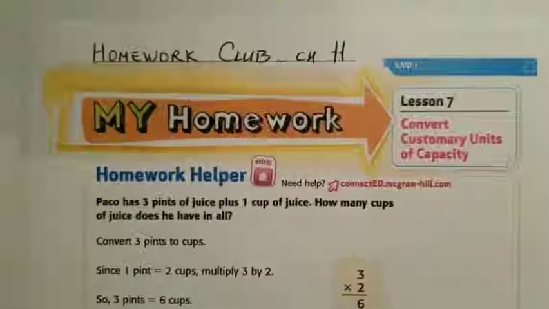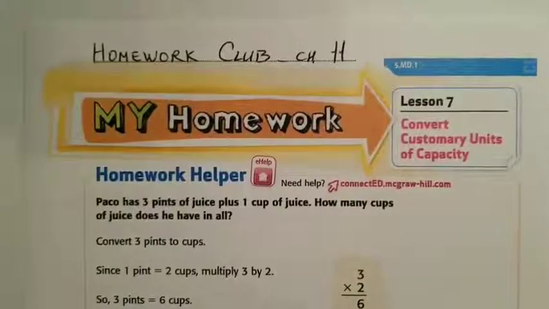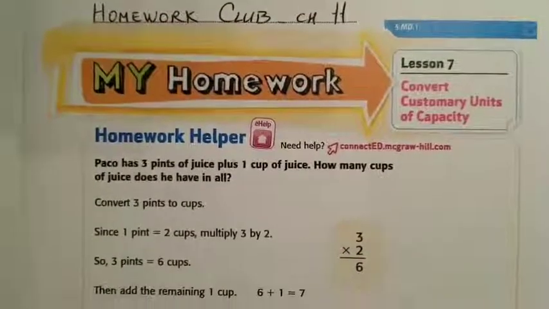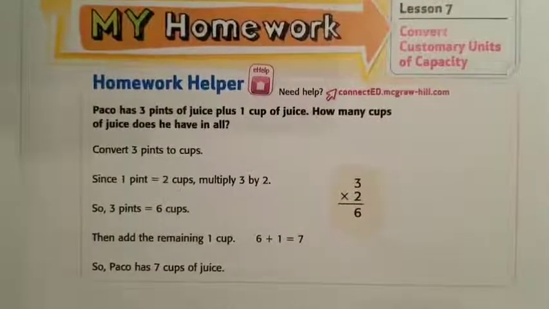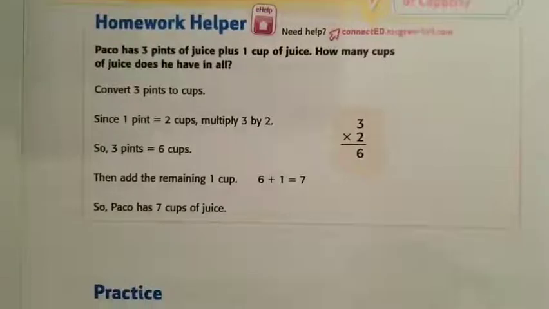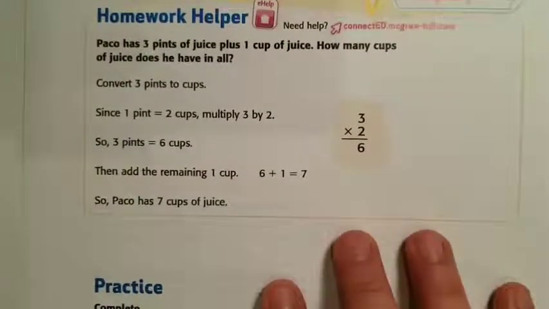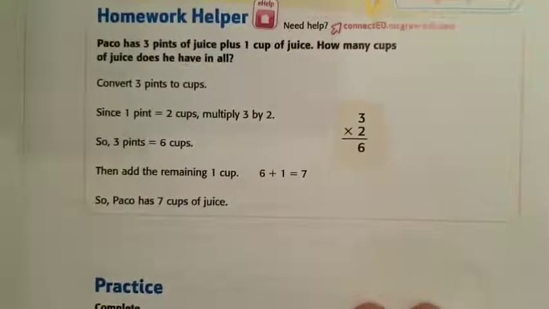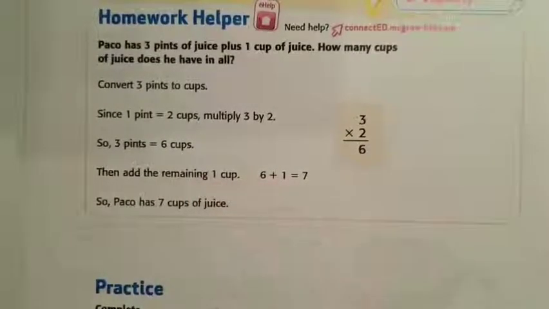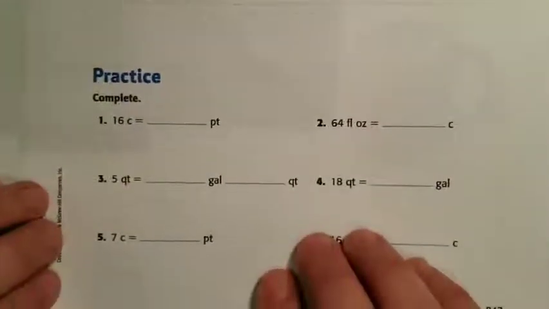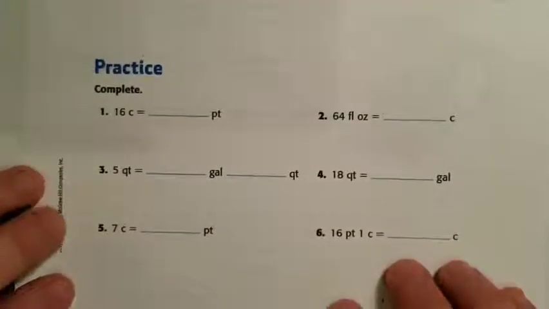We are on Chapter 11, Lesson 7, and the subject is Convert Customary Units of Capacity. This lesson is very similar to the previous lesson we did together. The only difference in this one is that we're adding one more unit to it, which is fluid ounces. So make sure you study the homework helper section on your own time. But for me, I'm going to jump right into the practice.